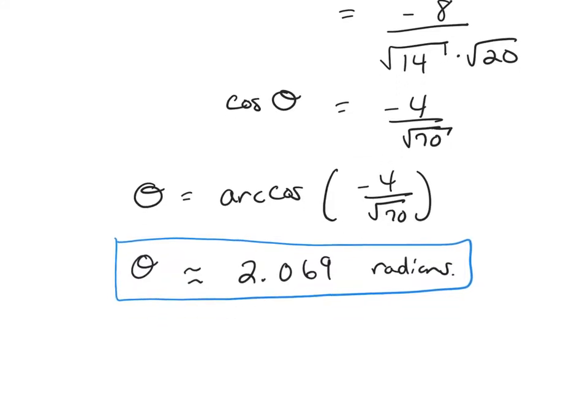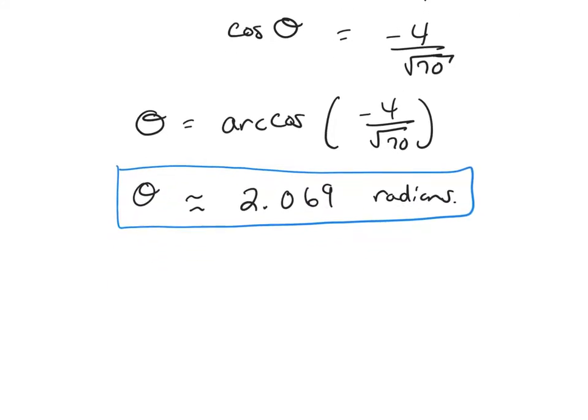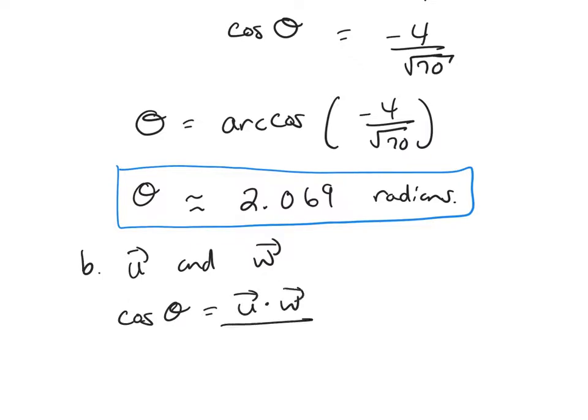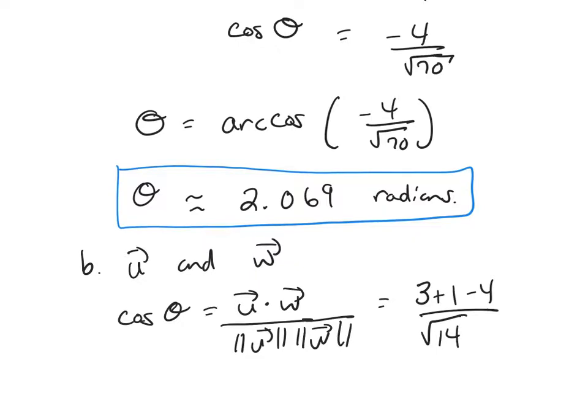Let's look at one more angle between vectors. So part B, let's look at the angle between u and w. So if I compute cosine theta, it's the dot product of u and w over the magnitude of u times the magnitude of w. You're going to get the dot product, it'll be 3 plus 1 minus 4, over the square root of 14 times the square root of 6. You're going to get 0.